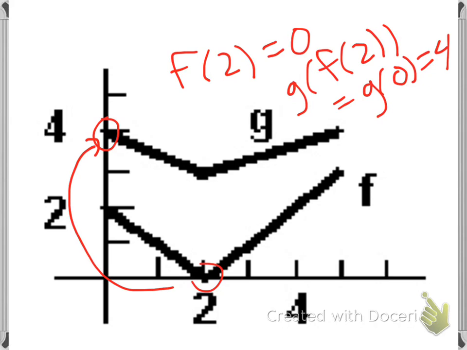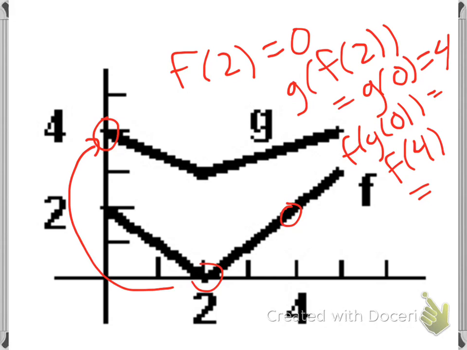We see that. And now the next question, 3, is f of g of 0. So f of g of 0, we see now is f of 4 based on the last question. And when x is 4, it looks like f is 2. Okay, so that's parts 1, 2, and 3.